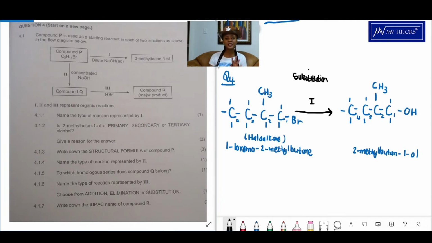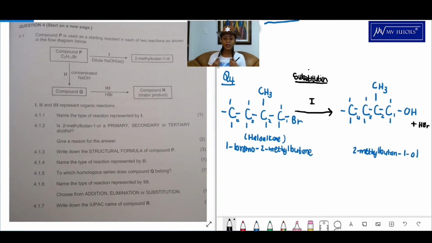And another thing, whenever you see sodium hydroxide, whether it is dilute or concentrated, you know it's because you are dealing with a haloalkane. Okay, but yeah, so it is a substitution reaction. And what kind would it be? Well, this one, because we've replaced or substituted the bromine with the OH group. Remember, there's also plus HBr here. Okay, so yeah, we have an HBr somewhere there.